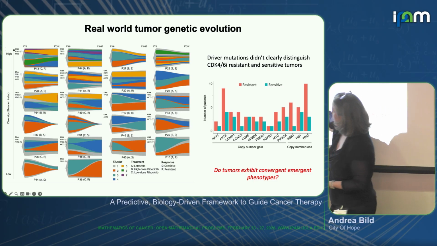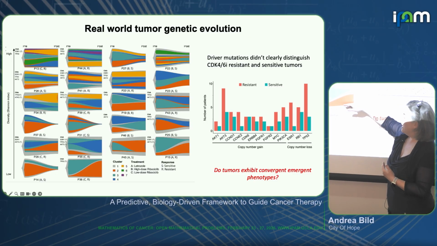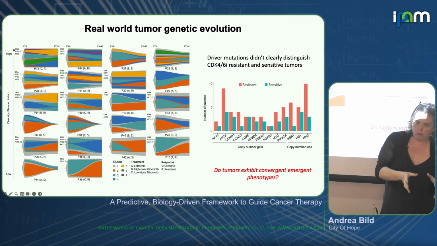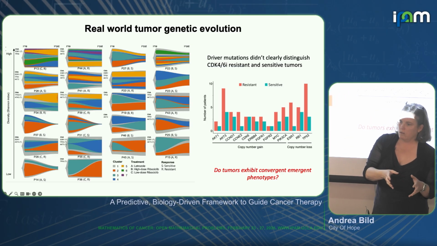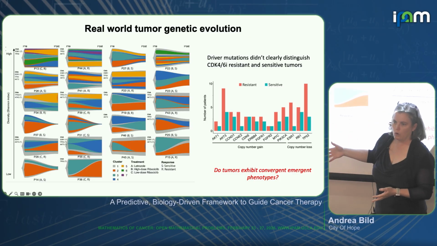These are what's called fish plots, and the different colors just represent different cells within a tumor that have different genetic mutations. So they're considered different subclonal populations. And then this is how they evolved over the 6 months in the initial cohort.